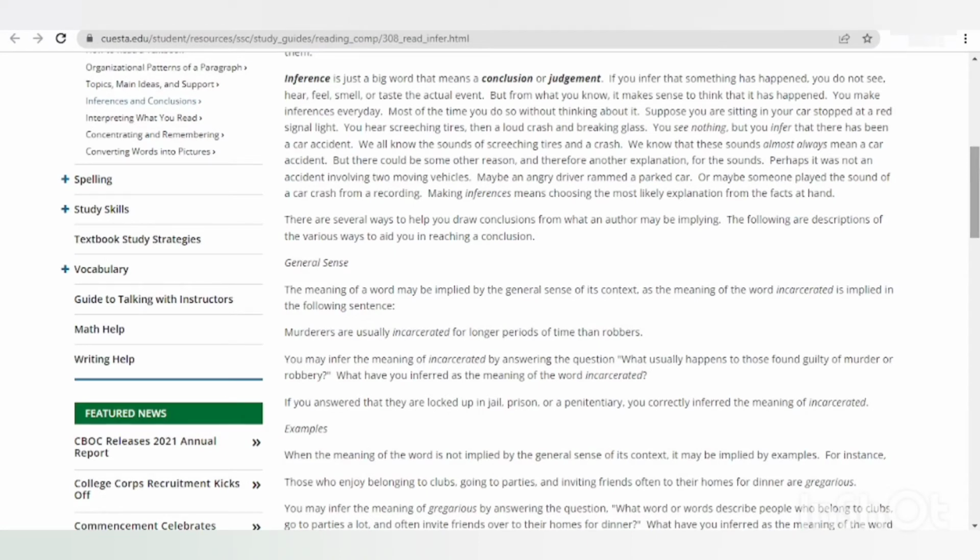Murderers are usually incarcerated for longer periods of time than robbers. You may infer the meaning of incarcerated by answering the question: what usually happens to those found guilty of murder or robbery? What have you inferred as the meaning of the word incarcerated? If you answer that they are locked up in jail, prison, or penitentiary, you correctly infer the meaning of incarcerated, right?